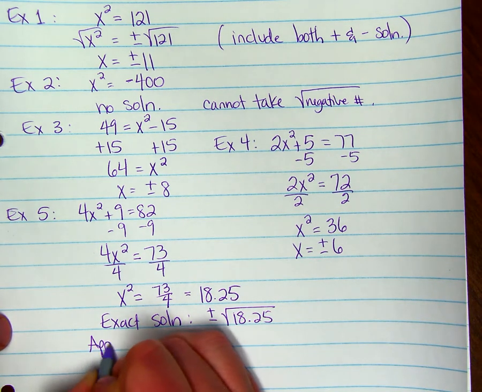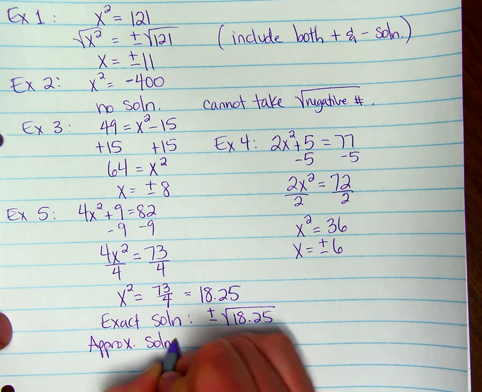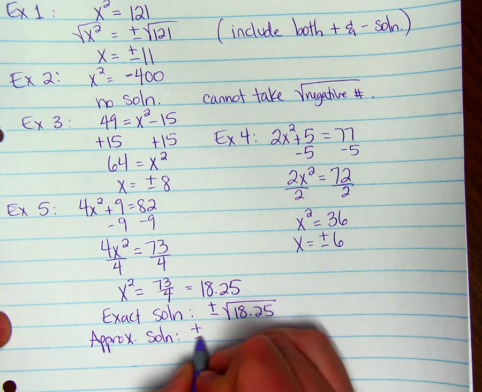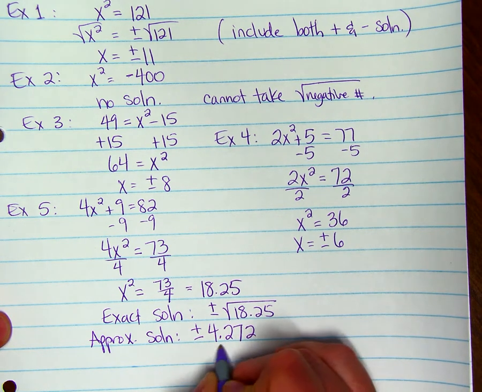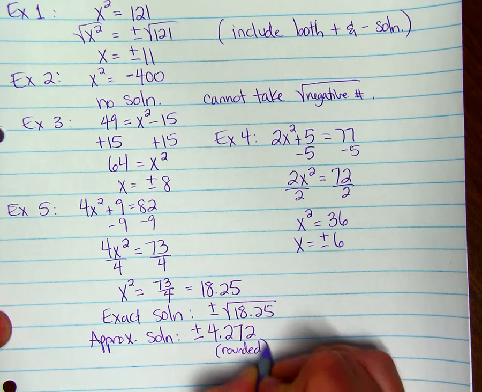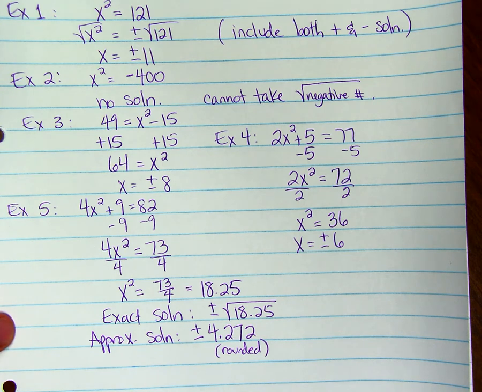Now the exact solution will be plus or minus the square root of 18.25. And the approximate solution, we can plug that into our calculator, and we get plus or minus 4.272. That is a rounded answer. It's not the exact answer. And that's the end of the lesson.